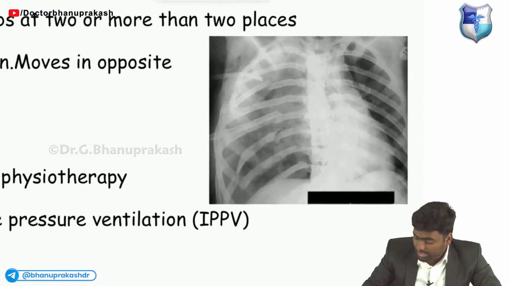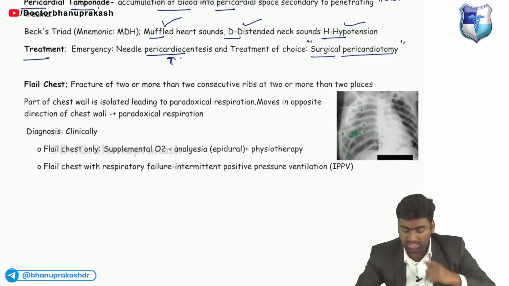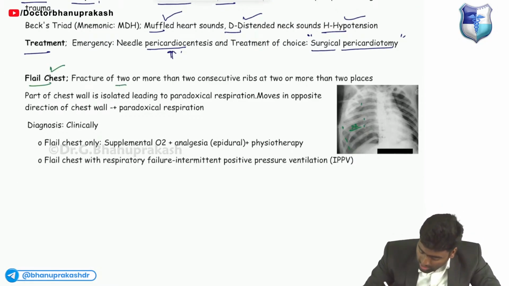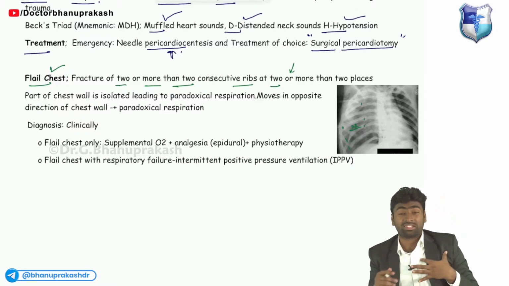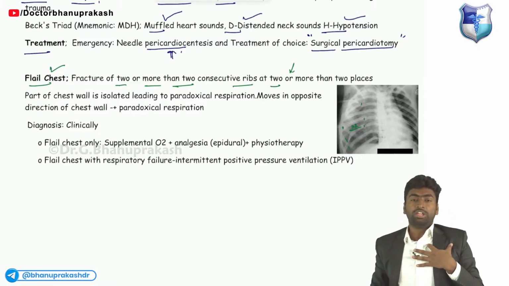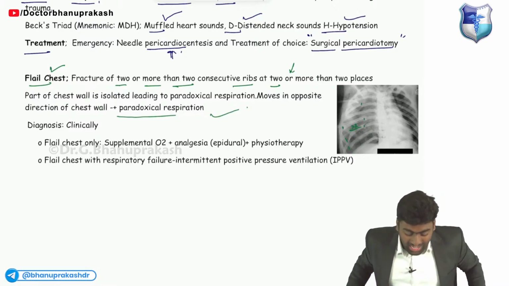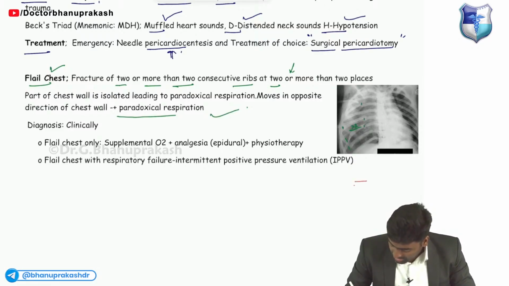Fine. And next, if you see this kind of fracture where two or more ribs are fractured, which is continuous, what is it? It is the flail chest. Two or more consecutive ribs are fractured at two or more places, and because of this, when you inspire, usually the chest will come out, right? But here it will go in the opposite direction. We will call them anterior or posterior flail.